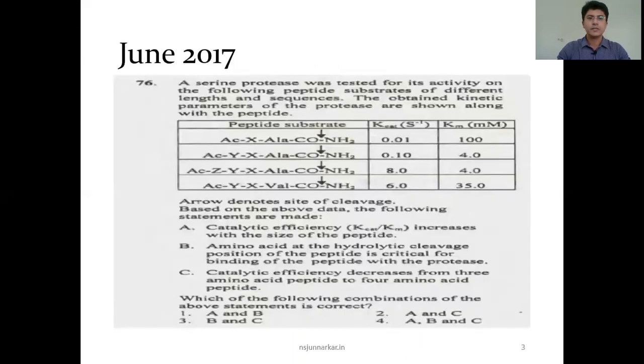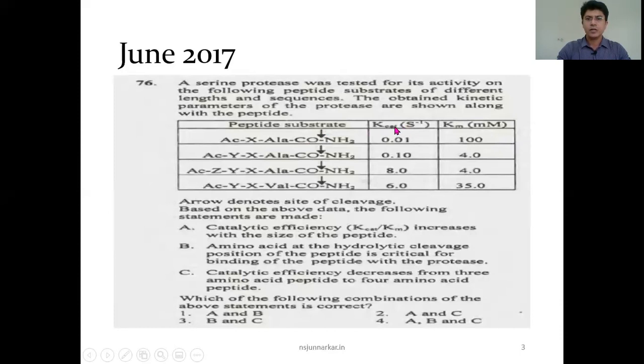Another question which was asked in June 2017 was based on the action of a serine protease such as trypsin or chymotrypsin, which are one kind of serine proteases. So here the peptide sequence is given, which is acting as the substrate, and the serine protease site of action is shown where the protease cleaves the peptide.